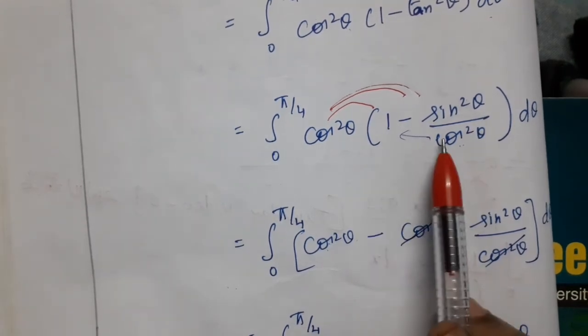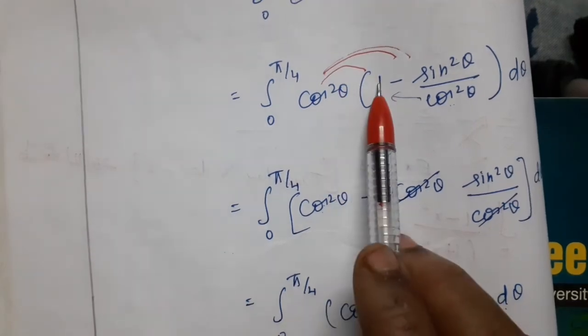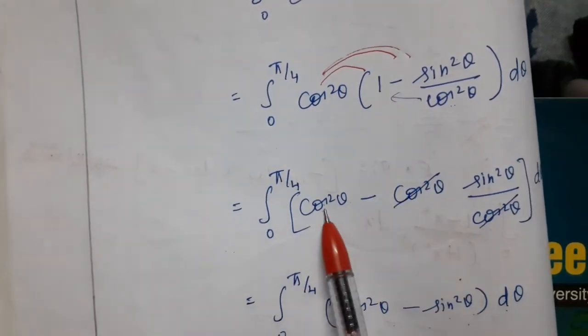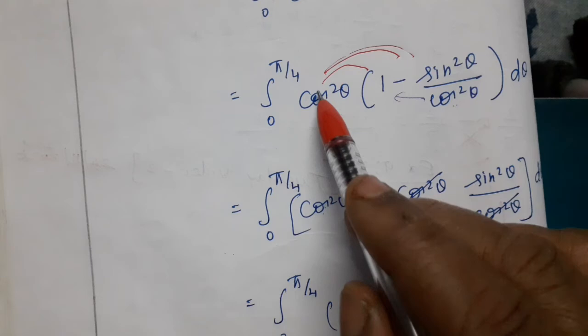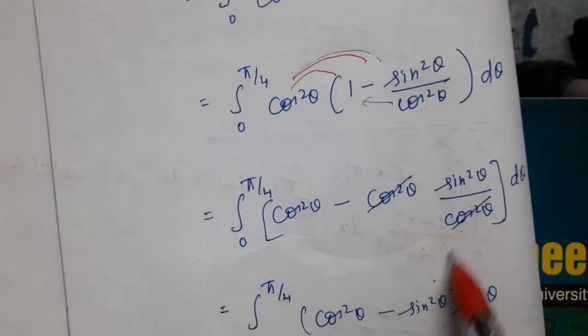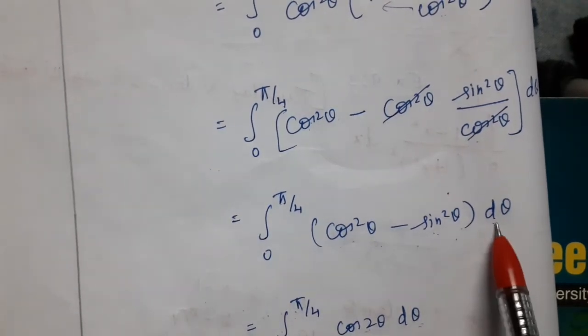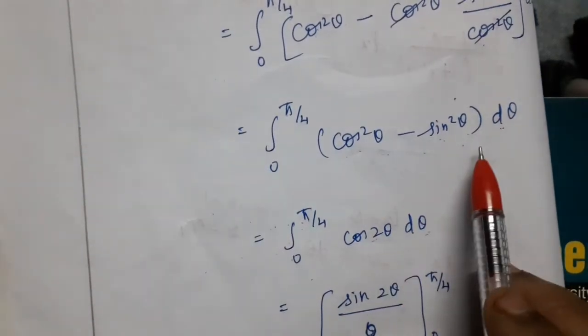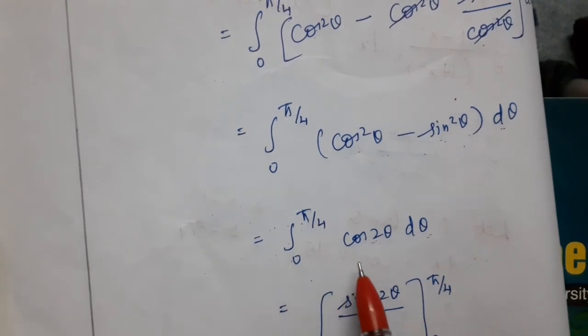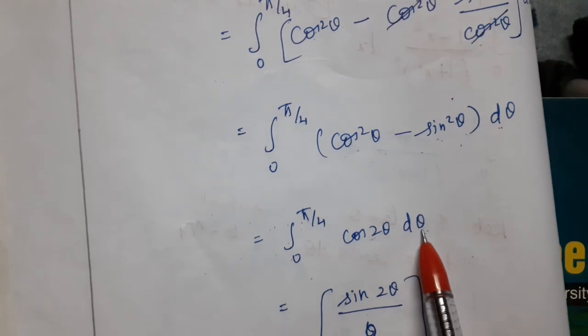Before taking the LCM, first multiply with cos square theta. Cos square theta into 1 is cos square theta. Cos square theta into sin square theta by cos square theta, the cos square theta cancels. Now 0 to pi by 4, cos square theta minus sin square theta into d theta. Using the trigonometric formula, cos square theta minus sin square theta is nothing but cos 2 theta. So 0 to pi by 4, cos 2 theta d theta.